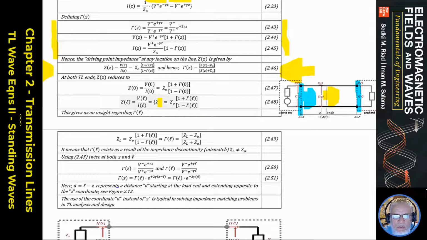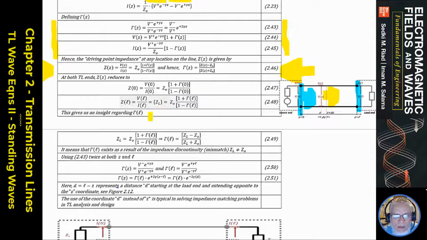Now the load is supposed to be known, right? Z sub L is supposed to be known. So based on that, I can find gamma at the load side, gamma of L. All right, I know Z naught. Z naught is what? R, L, G, and C, and the frequency. Remember that. Z naught is a characteristic number given for the transmission line. We know it. So if I tell you what the load impedance is, you can tell right away what the reflection coefficient at the load end is.